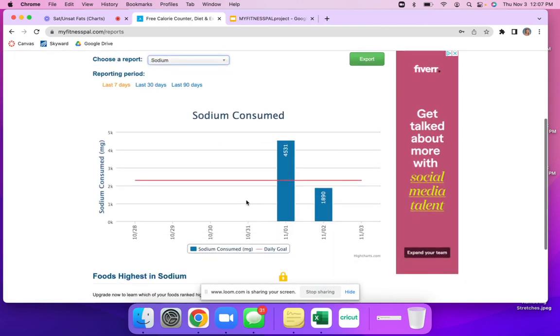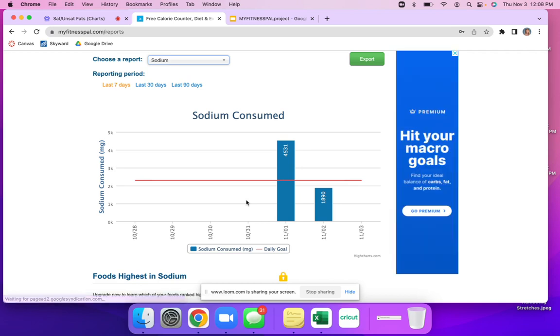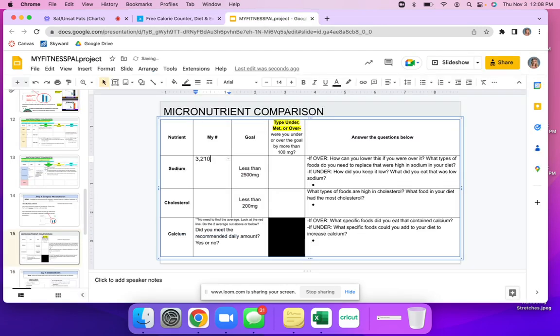I would once again find the average of my two numbers. So 4531 plus 1890 equals, divided by 2. And then I would write down how much sodium I had. So 3,210 and a half milligrams of sodium. It's saying, was I over, under, or meet my goal? I was clearly over. It says if over, so this applies to me because I was over.